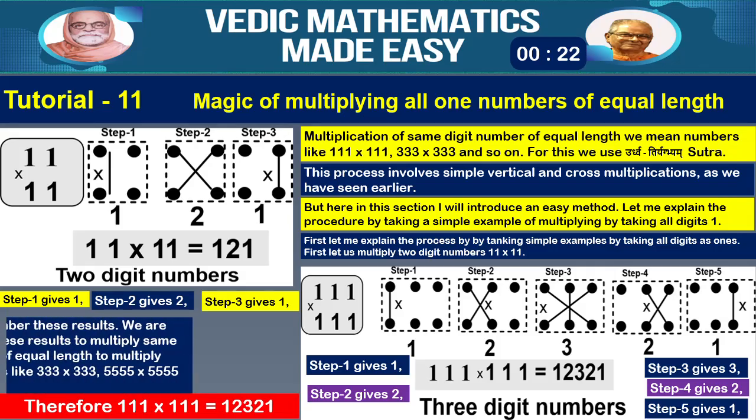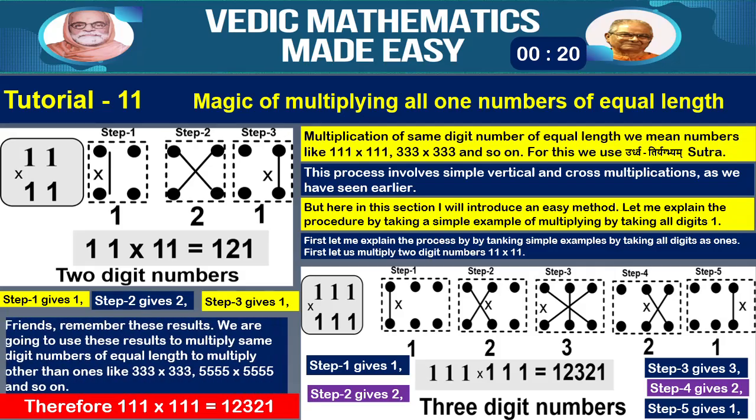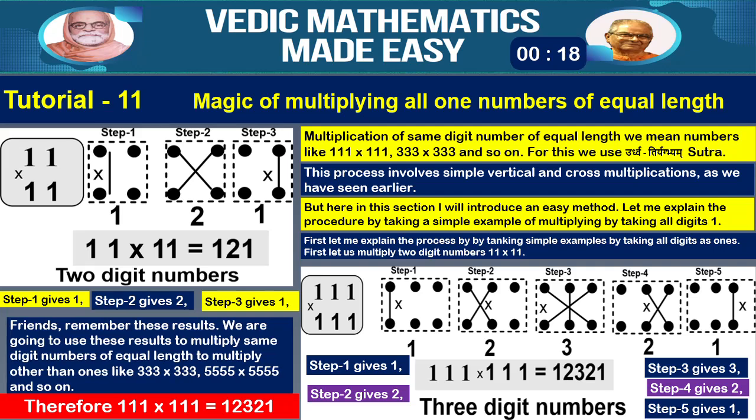Friends, remember these results because we are going to use these results to multiply same digit numbers of equal length like 333 into 333 and 4 fives into 4 fives and so on.